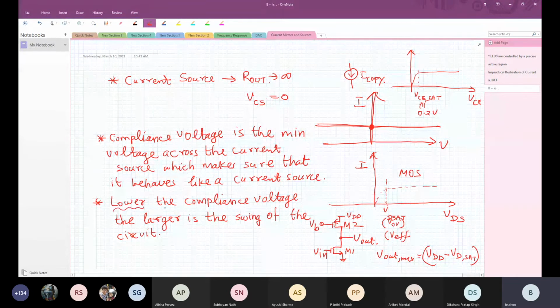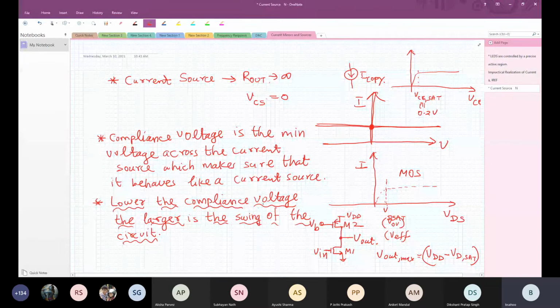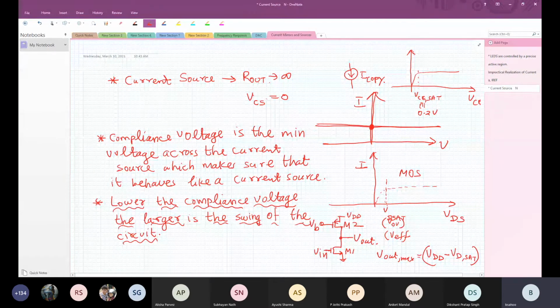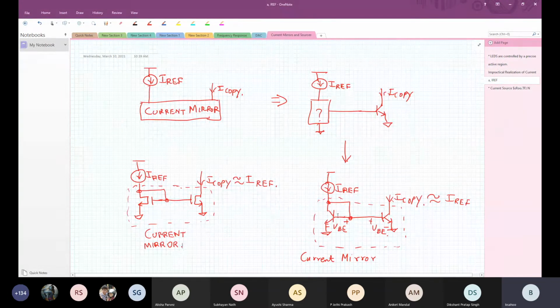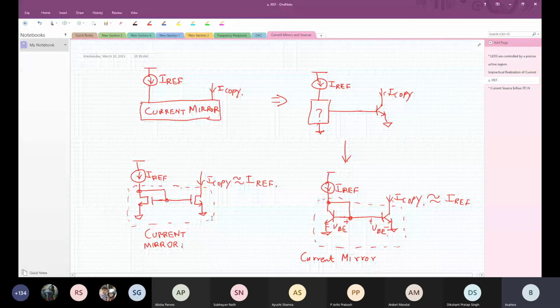I hope this statement is clear. The lower the compliance voltage, the larger is the swing of the circuit. This is very, very important for you to understand. So we want to make sure that the current source that we build, after copying, these copied currents are behaving like current sinks. In this case we can build current sources, I'll show that. So these current sinks should have low compliance voltage.